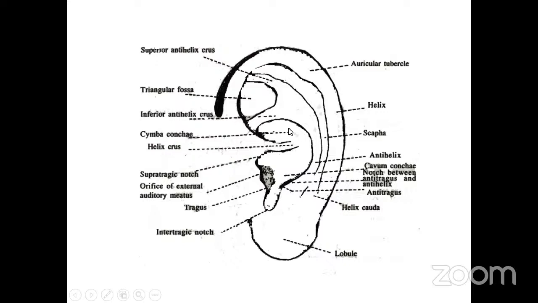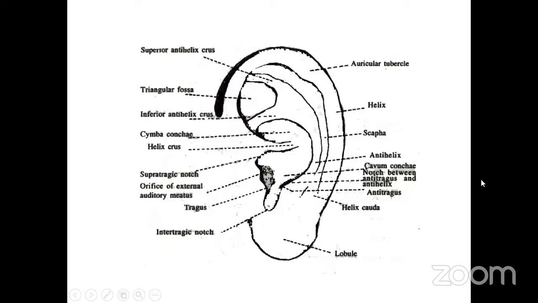Upper half, which is the cymba conchae, and the lower part, which is the cavum conchae. And cavum conchae is where the meatus is opening up. This part, I think everyone knows, this is the tragus. Anteriorly is the tragus, posteriorly is the antitragus. And this part is a lobule.